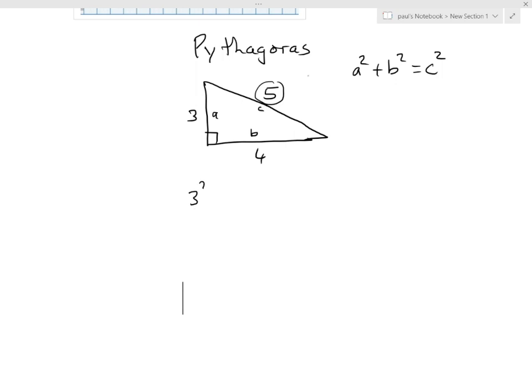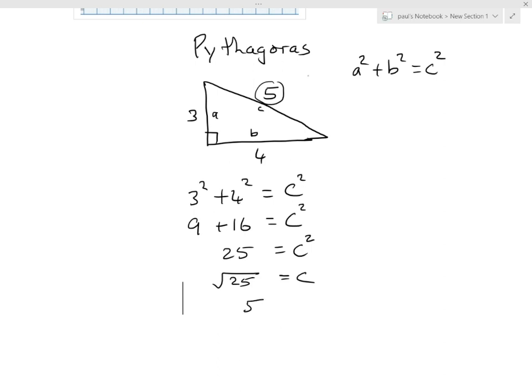So 3 squared plus 4 squared equals C squared. Pretend we don't know what that is. 3 squared is 9, 4 squared is 16, which is 25, which equals C squared. And remember, this is C squared. So now we need to find what C is by square rooting the 25. So 5 equals C. There you go, 5 equals C. And it doesn't matter whether it's that way round or not.